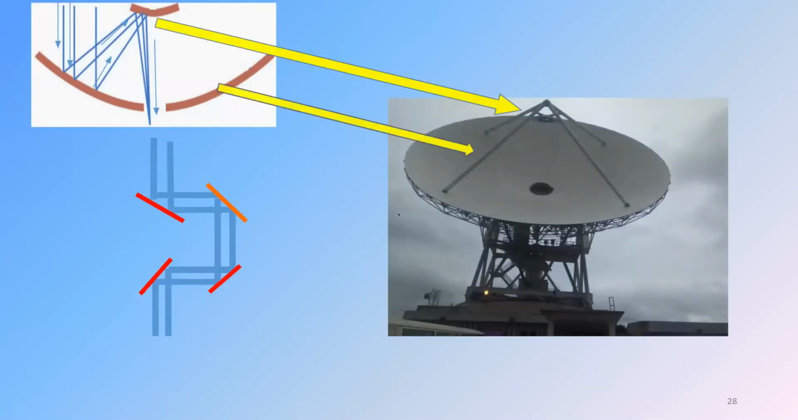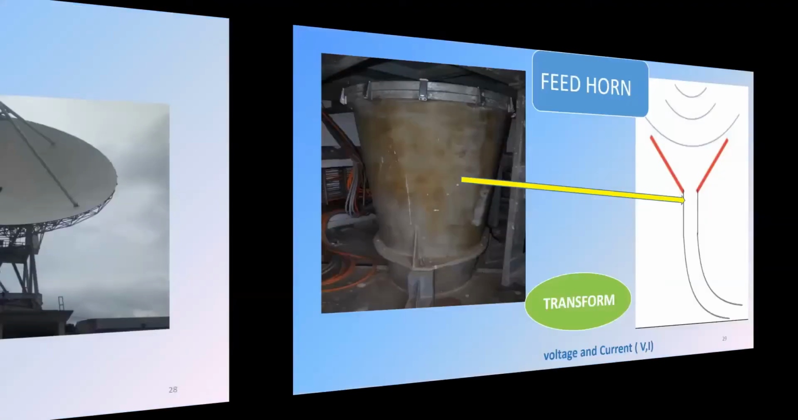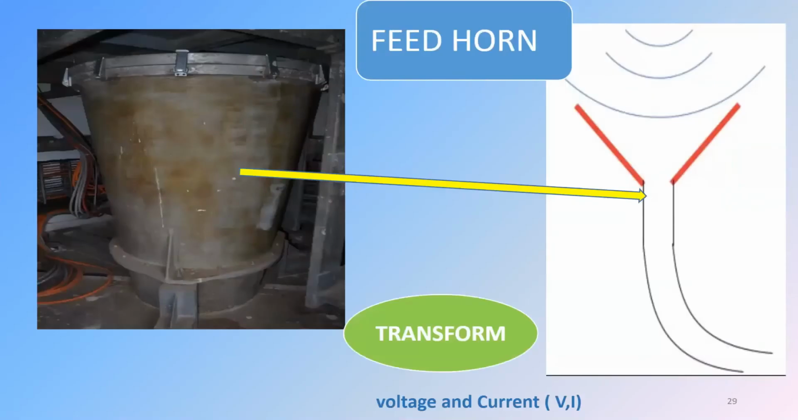Now, we see here the labeling of all the three that we heard about and their functions already: the main reflector, the sub-reflector, and the waveguide. Now, the next component is the feed horn. The function of the feed horn is to transform the electromagnetic waves collected from the waveguide into voltages and current.